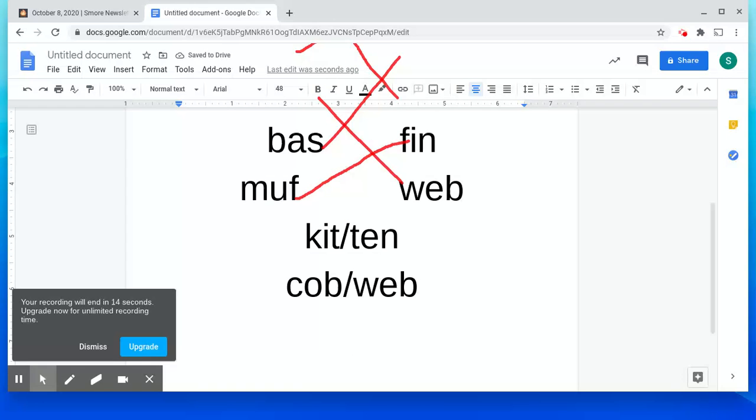Another word we worked with today was muffin. Where do you think we would divide muffin into syllables? Excellent, between those two Fs.